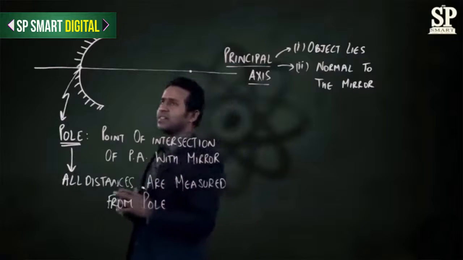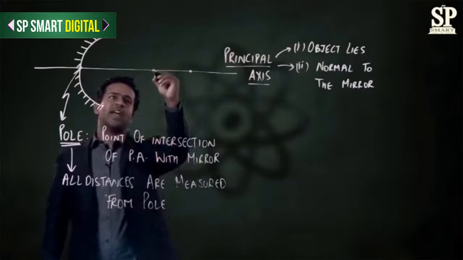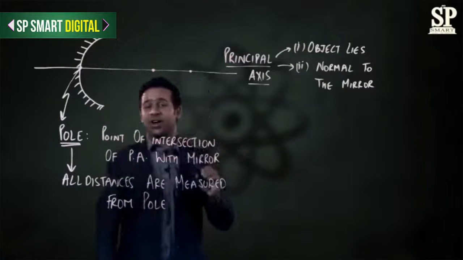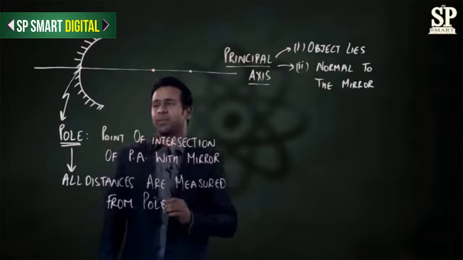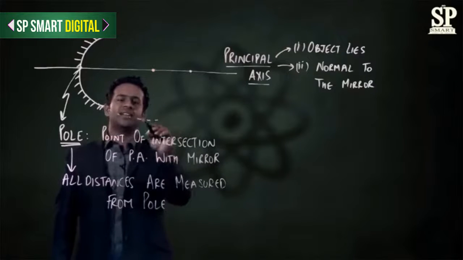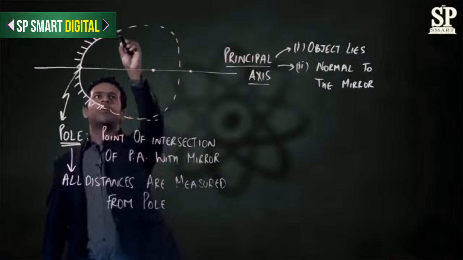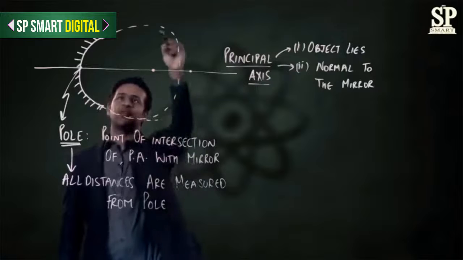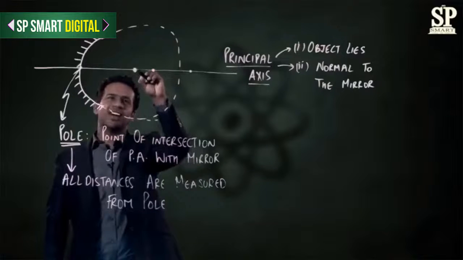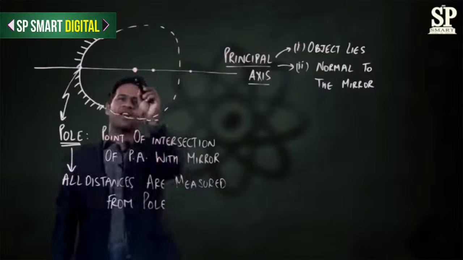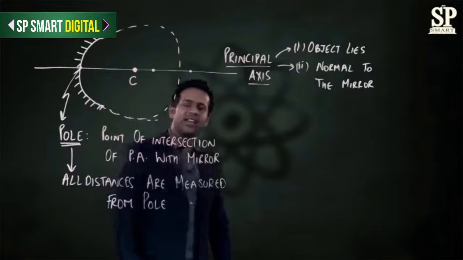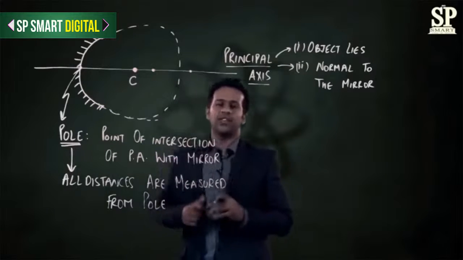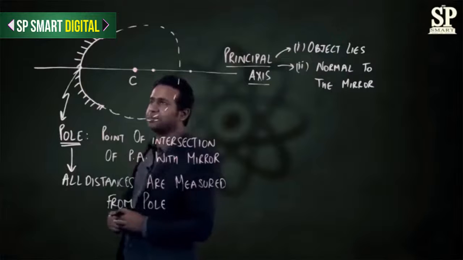So in this case, the center of curvature could lie at this point. The center of curvature, if you recall, is the center of the sphere of which this mirror is a part. So if I was to complete the sphere of which this mirror could be a part, although this does not look like a sphere, this is supposed to be a sphere, and so somewhere here would be the center of curvature. So this point C is the center of curvature of this mirror, which is basically the center of the sphere of which this mirror is a part.